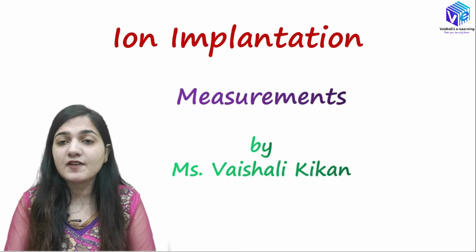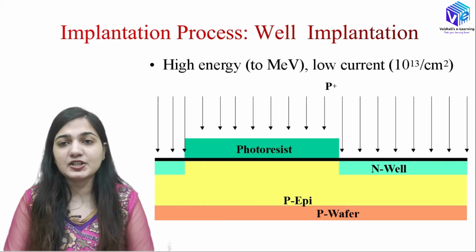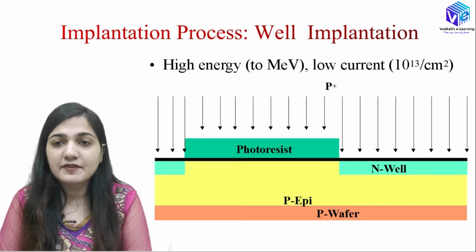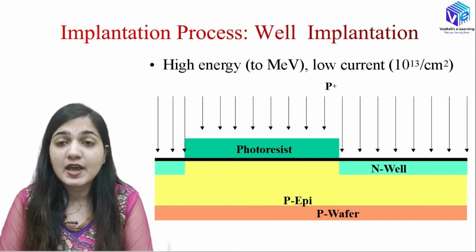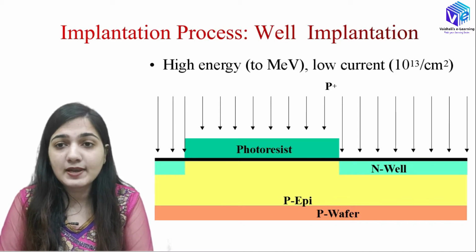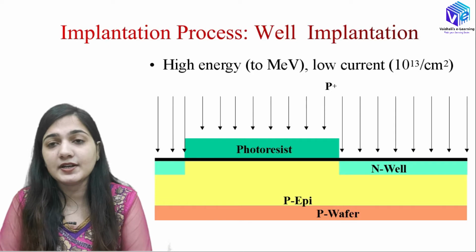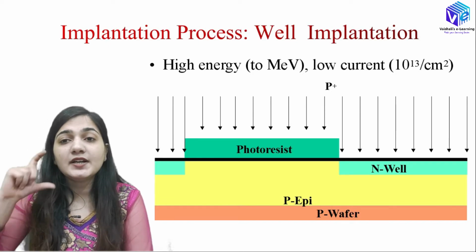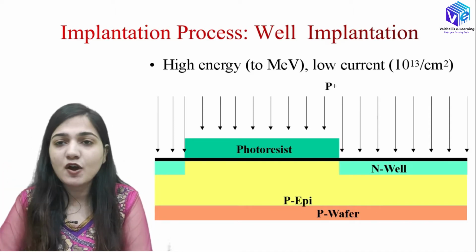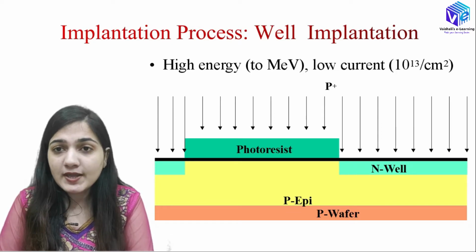In the previous video I talked about the various types of structures that we can form with the help of ion implantation. We talked about the well implantation. We form an N well or P well with the help of the ion implantation process. There are some conditions associated with well formation. Whenever I am forming the well with this process, I will require higher energy and low current. Higher energy is associated with depth. If I have higher energy, I will have higher depth, and whenever I am forming the well, I will require a higher depth of this doped region. That we all know.